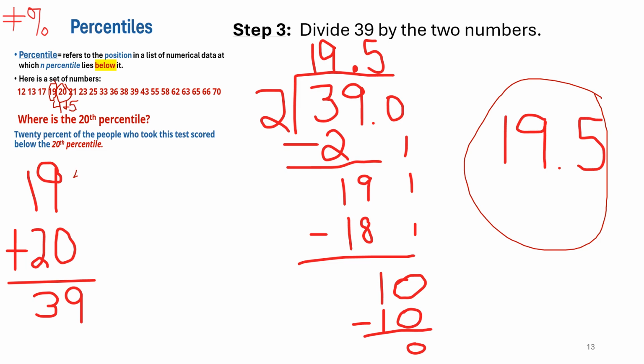Why? Your fourth score is 19. Your fifth score is 20. I want a median number, the middle between them. Really, I want an average, which is 19.5. You divide that, and you're going to end up with 19.5.